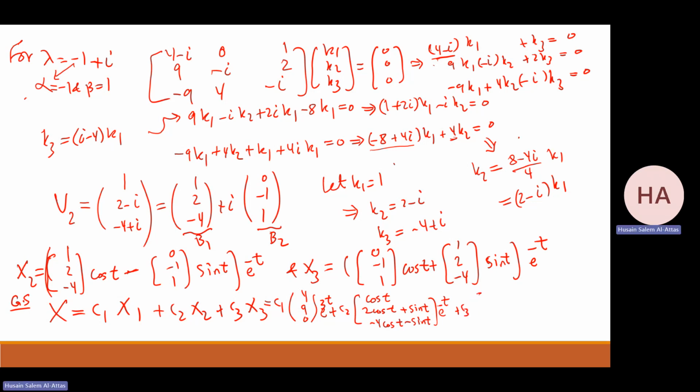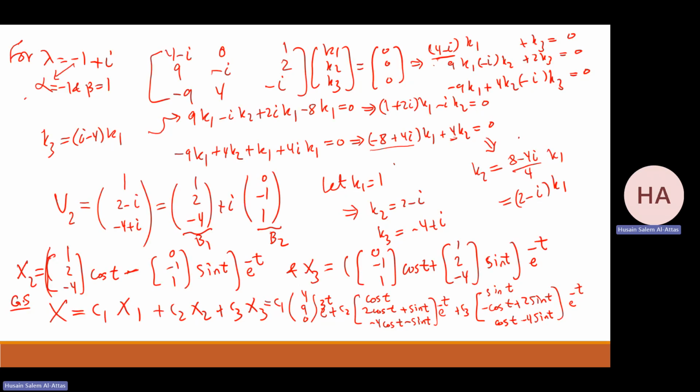I don't think you'll see something like that in the exam. Sine t. This is minus cosine t plus 2 sine t, cosine t minus 4 sine t, times e to the minus t. 2C2 minus C3. Yeah, I think everything is okay.